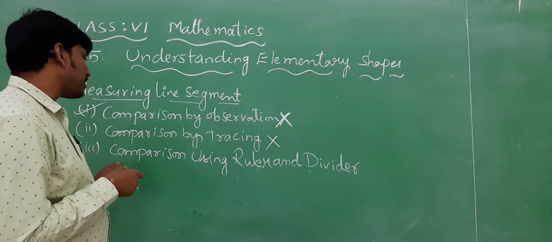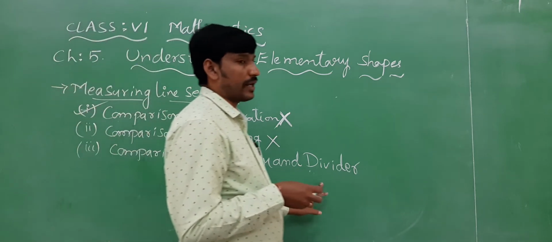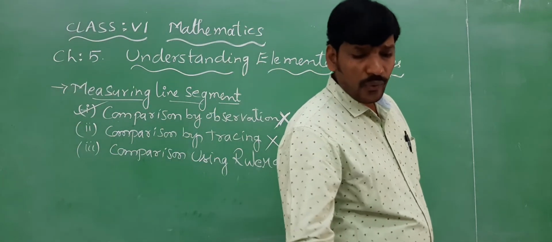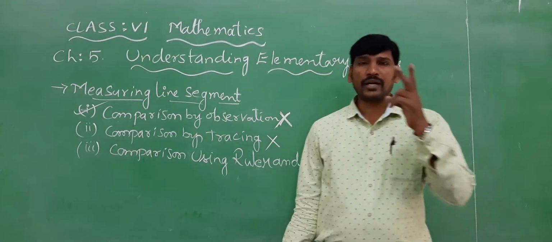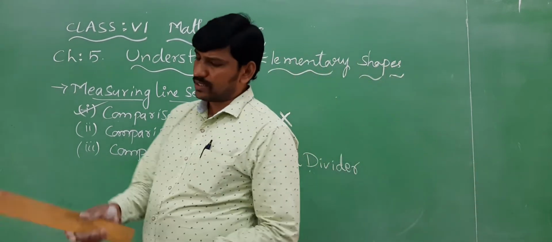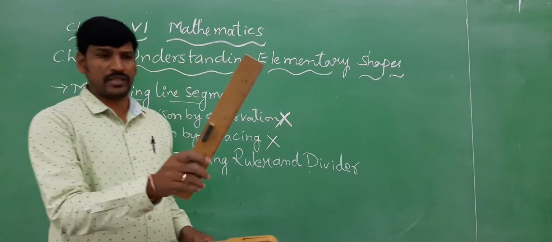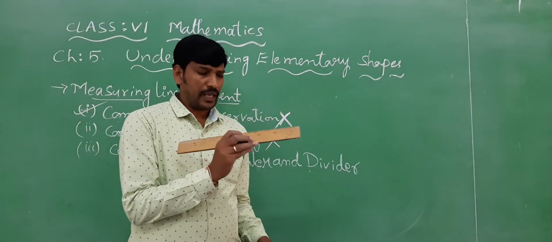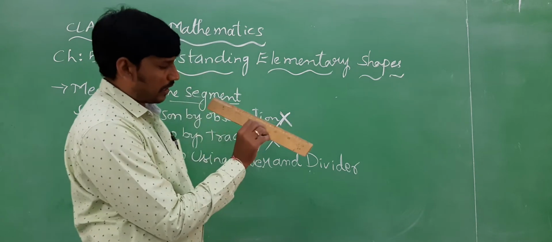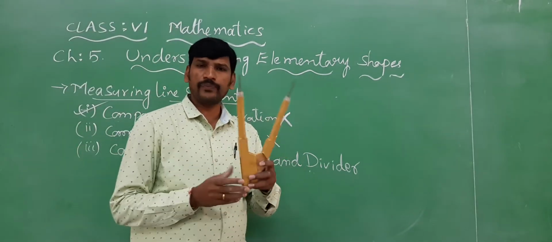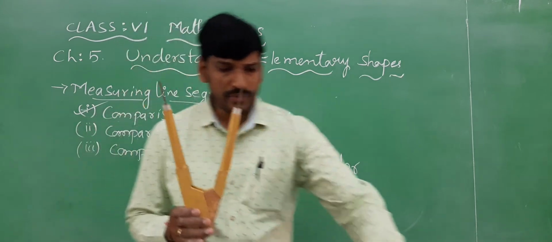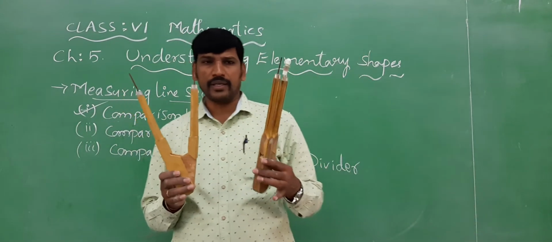Now come to the third one, comparison using ruler and divider. Children, what is the ruler and divider? In your geometry box, there are two instruments. One is the scale, that is a ruler. This is the ruler. In this, all the numbers are written, right? And one more is this, a divider. Did you observe? This is a divider, and you know that this is a compass.